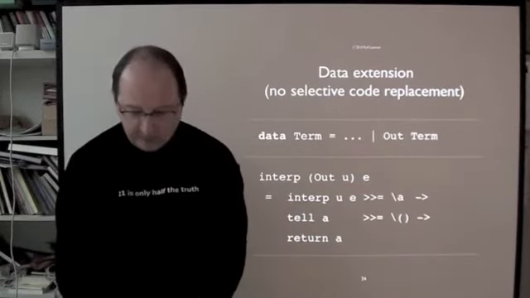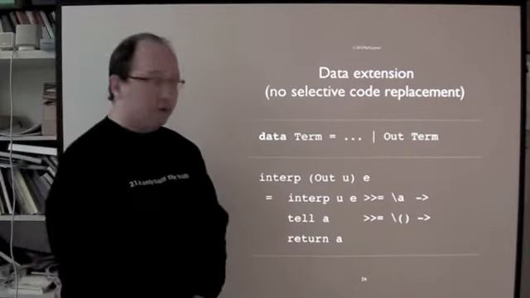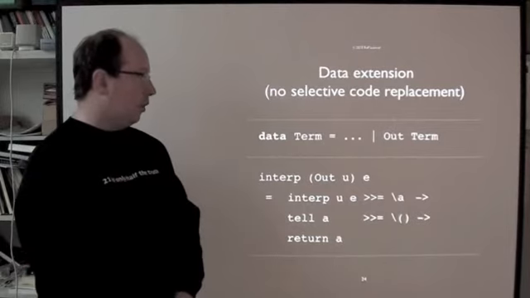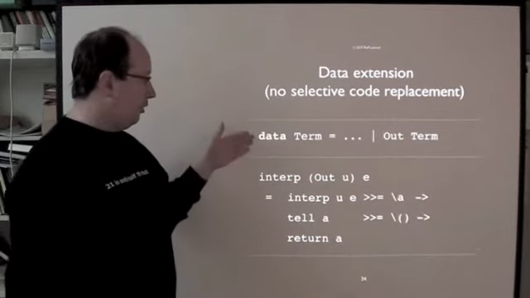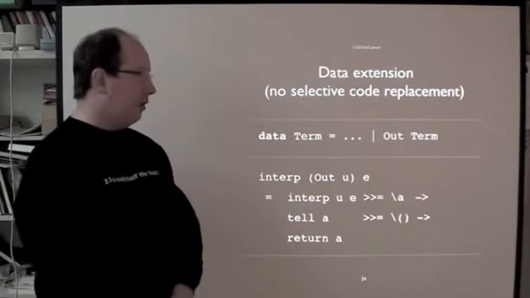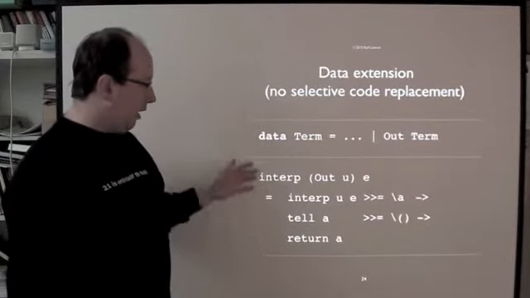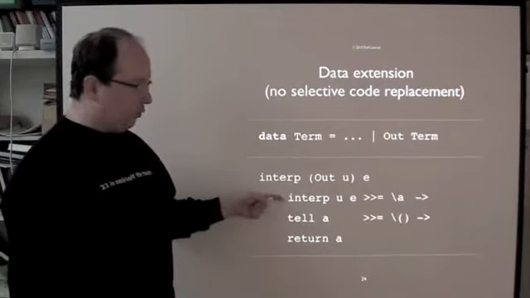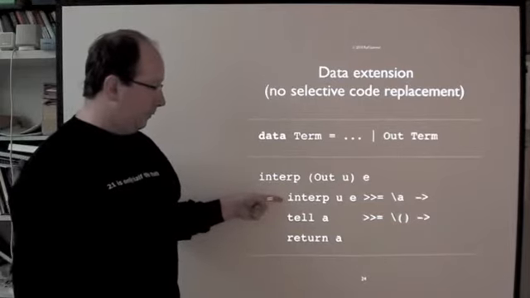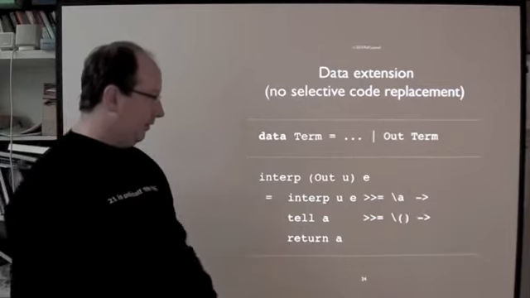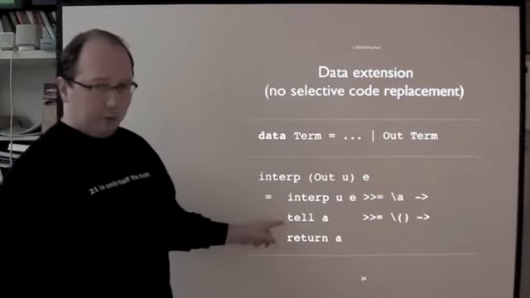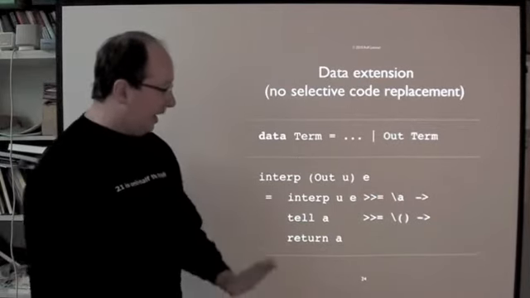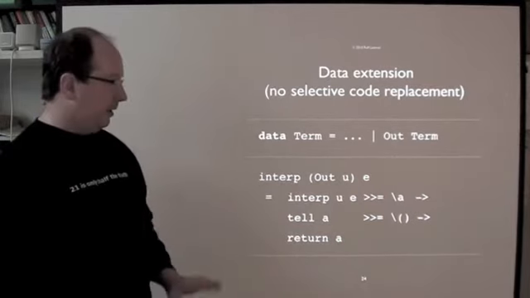And then this is how we need to extend the interpreter. This time, just the data extension is sufficient. So we don't need to replace any code. So we just have to add this data variant for the out form of term, and we have to add this equation hence. So we basically first compute the argument of out. So we bind the resulting value to A. Then we invoke our special operation tell to produce output for A. And then we return A as if nothing had happened.